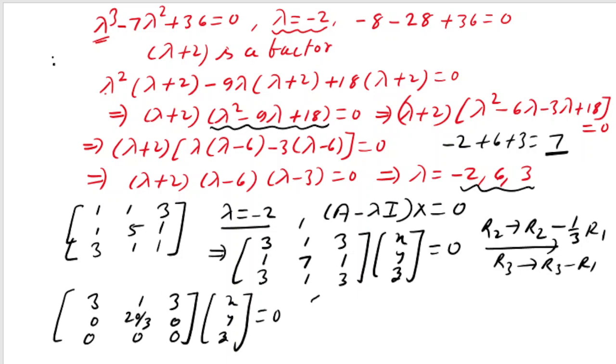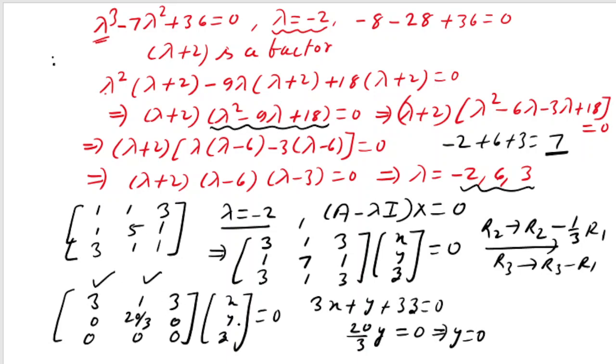So we are getting the system like 3x plus y plus 3z is equal to 0, and the second one is giving me 20 by 3 y is equal to 0. So this will clearly give me y is equal to 0, right? Now as you can see, we have a pivot in the x column, a pivot in the y column, but we don't have any pivot in the z column. So I have to select the z variable as the free variable, right?